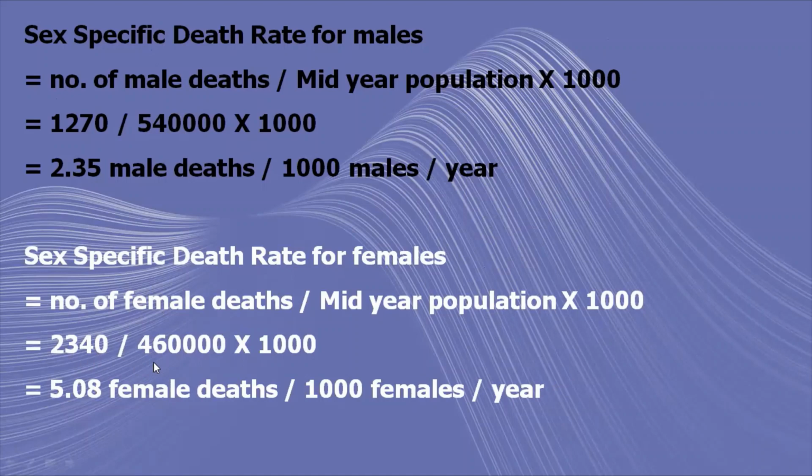These are the total female deaths. This is total female population multiplied by 1,000. So it will be 5 female deaths per 1,000 females per year.